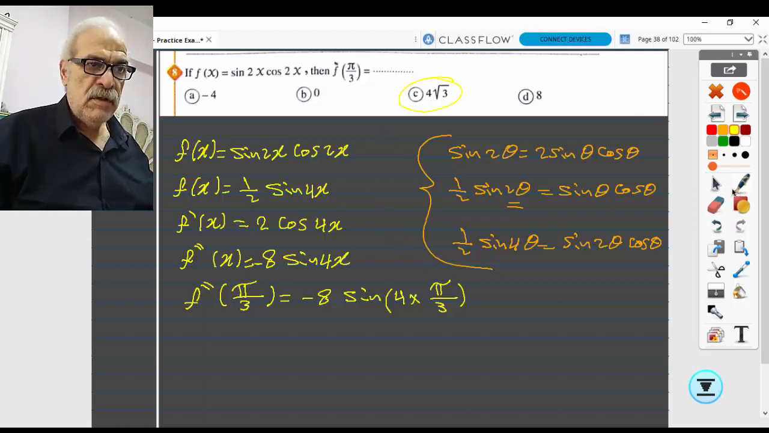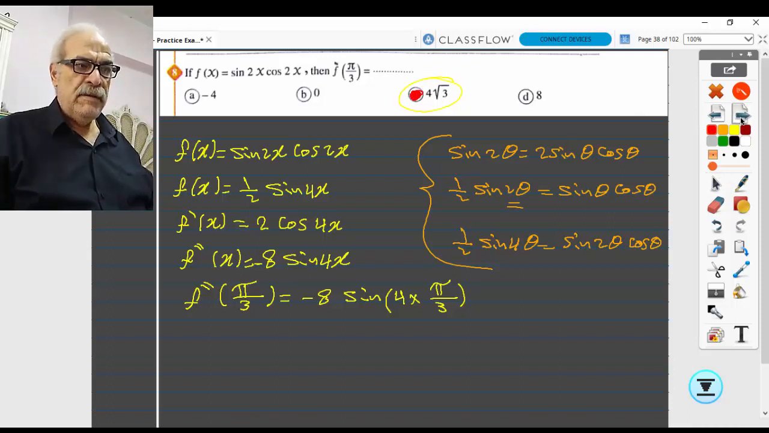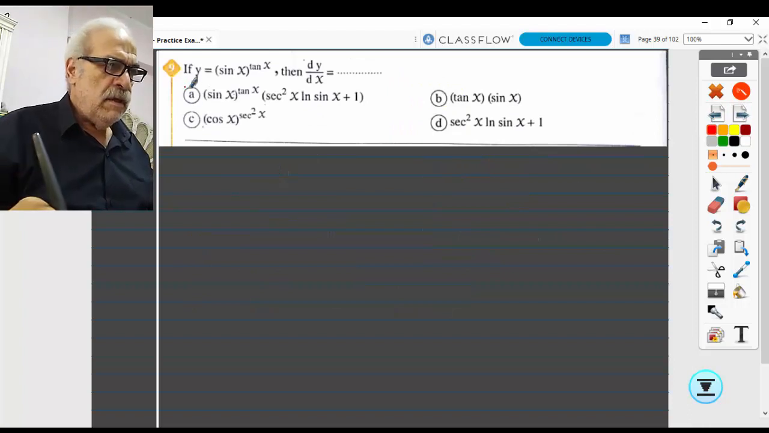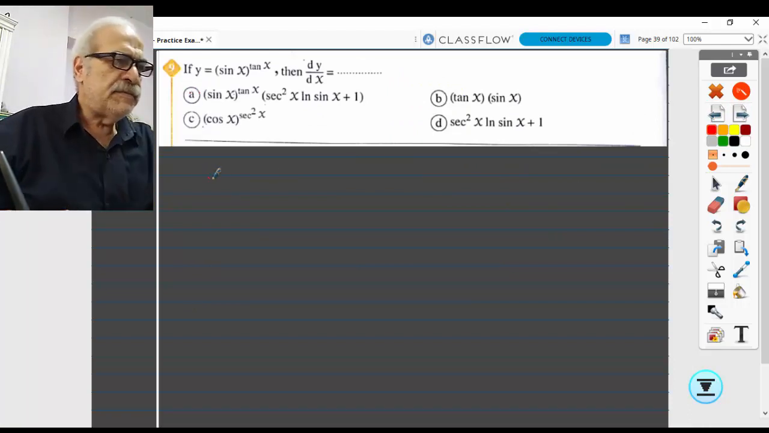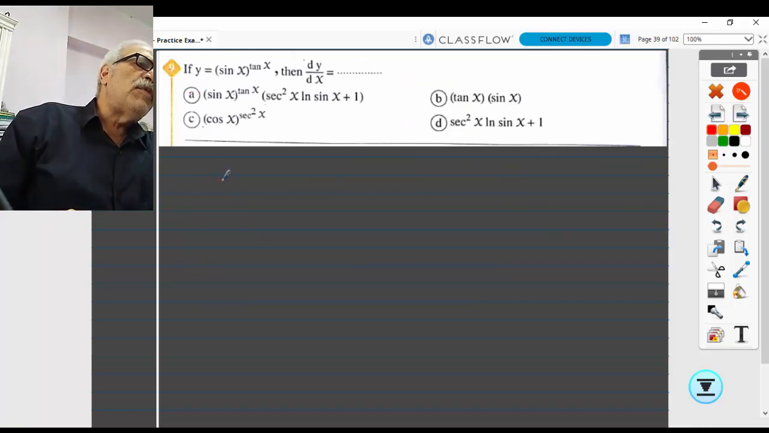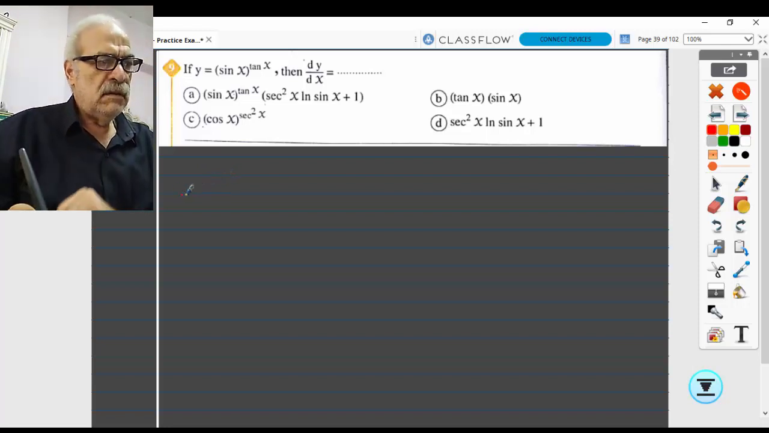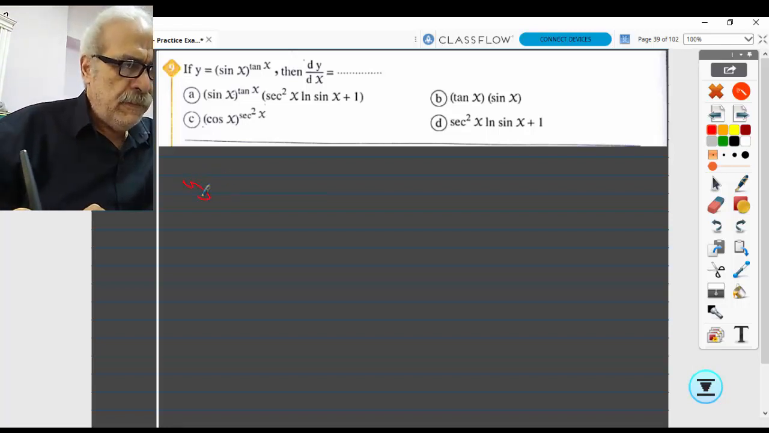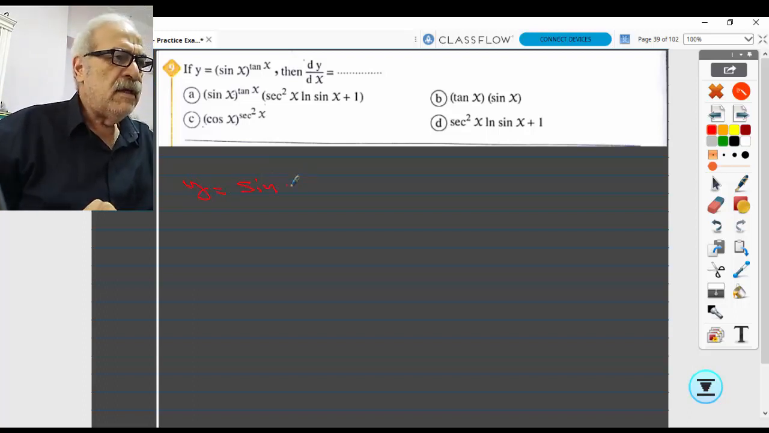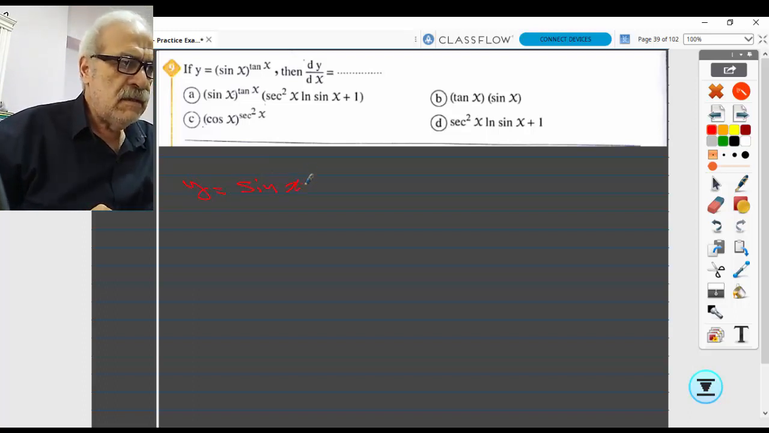And we will choose letter C. Okay, question number 9. Here y equals sine x all power tan x.